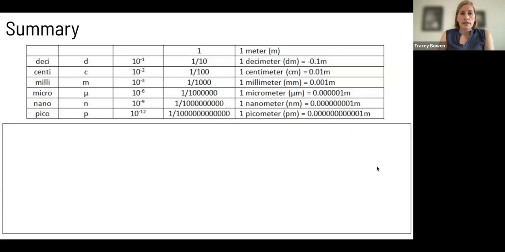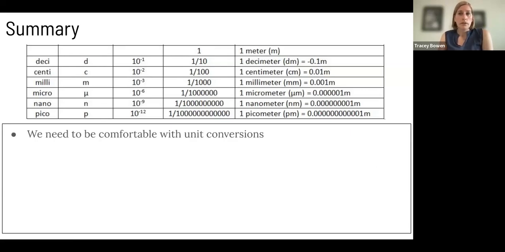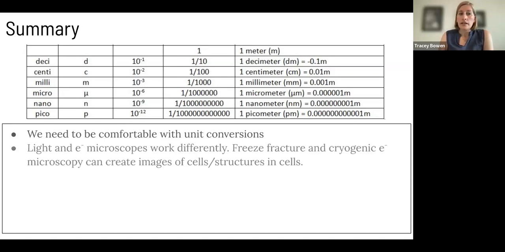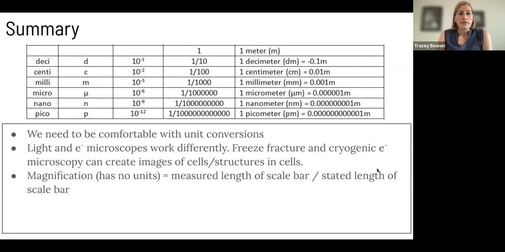So to summarize, we need to be comfortable with unit conversions, usually going from millimeters or centimeters to micrometers or nanometers. Light and electron microscopes work differently. Freeze fracture and cryogenic electron microscopy can be used to create images of cells and the structures of cells. Magnification has no units. It's the measured length of the scale bar divided by the stated length of the scale bar.